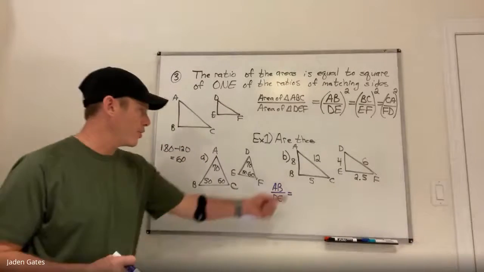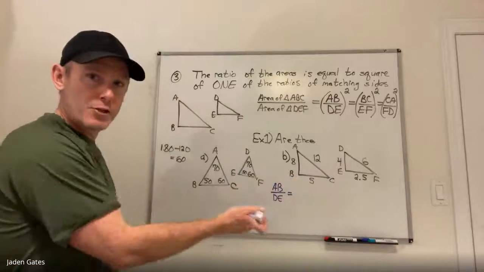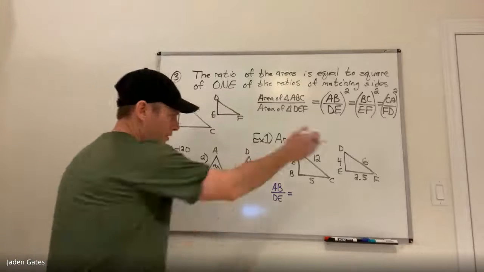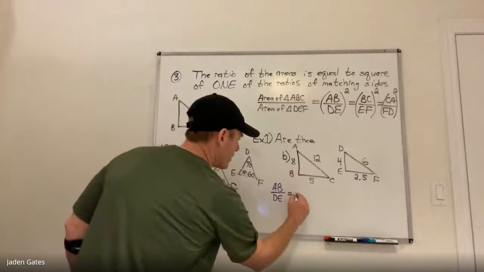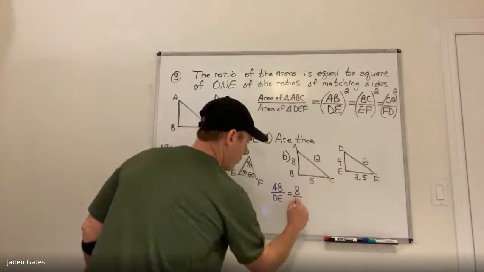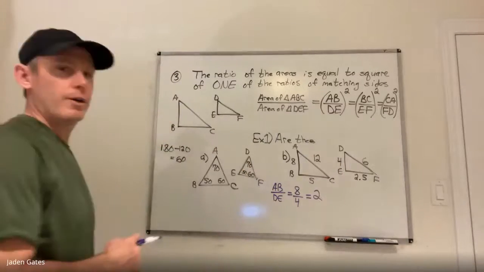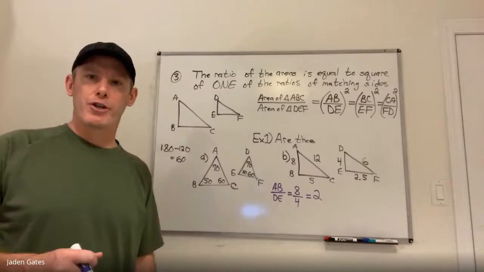And again, I'm going to use my triangle on the left on the top and my triangle on the right on the bottom. So A to B is 8, divided by D to E, which is 4. Well, 8 divided by 4 is 2. So one of my side ratios is 2.